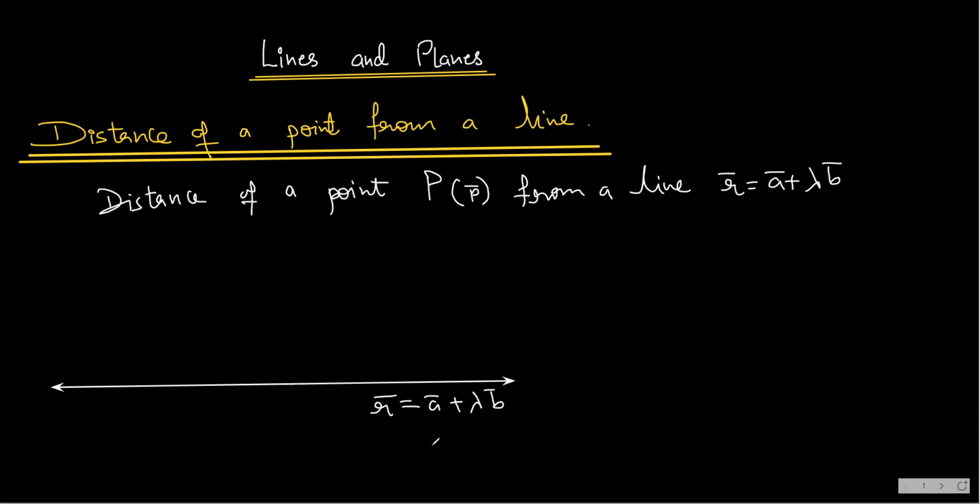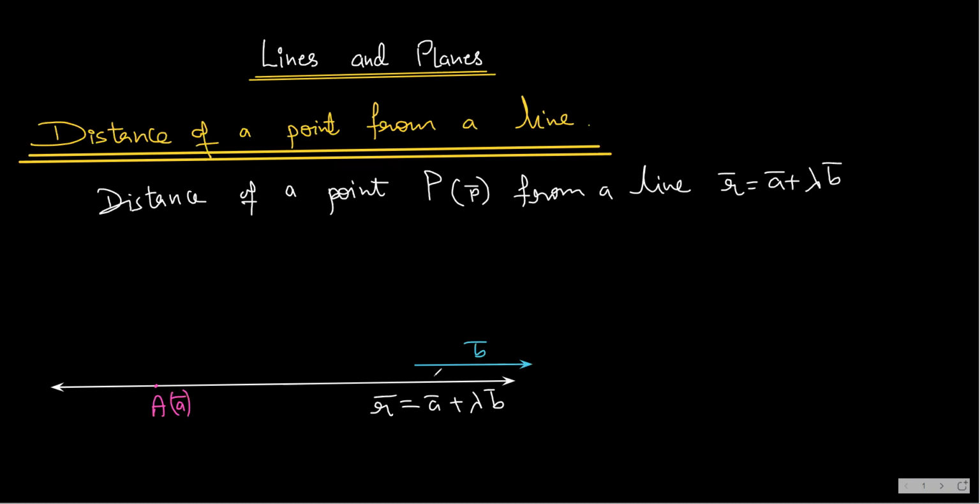Now, you know, in the equation of a line, R bar equals A bar plus lambda B bar, this A bar is the position vector of a given point on the line. So here I have, say, point A, and its position vector is A bar. And what is B bar? B bar is the vector which is parallel to the line. This is B bar. It's a vector which is in the direction of the line.